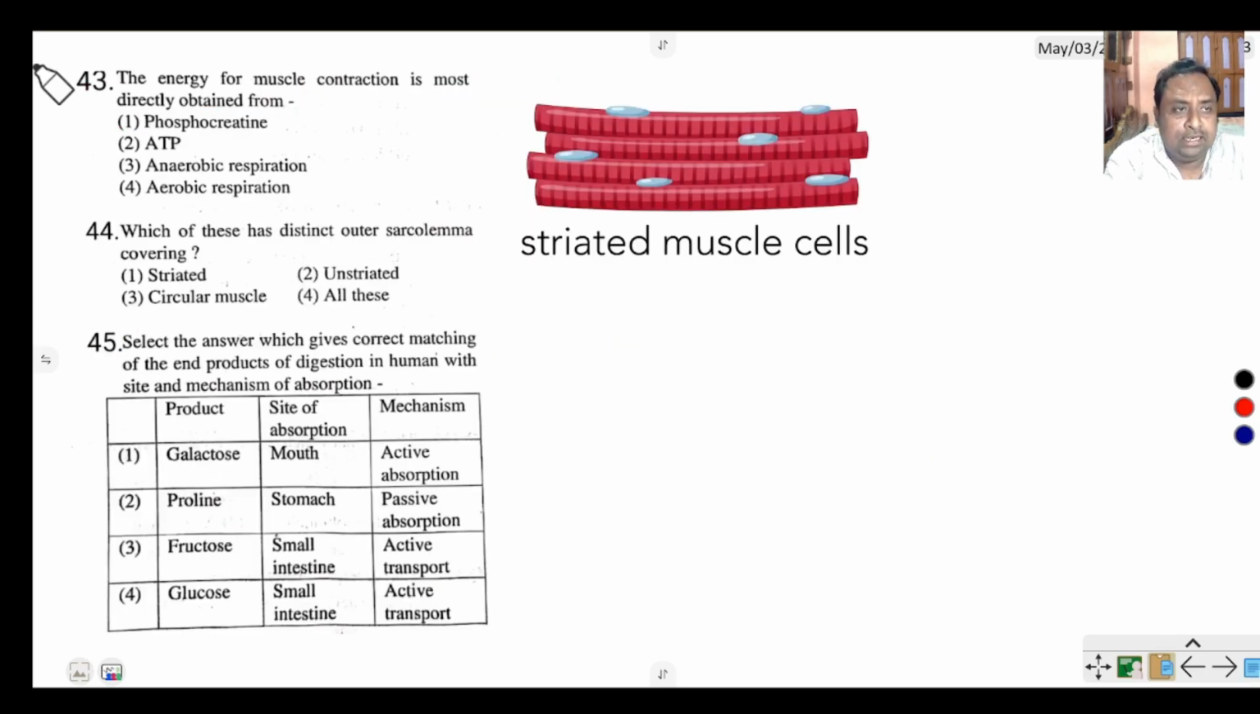Question number 43 says: the energy for muscle contraction. The energy for muscle contraction is most directly obtained from the ATP.